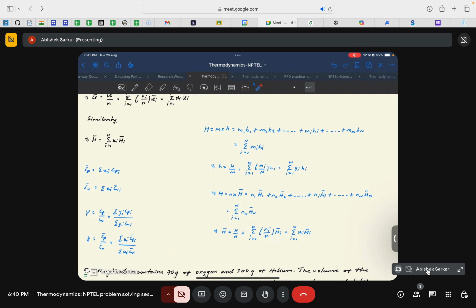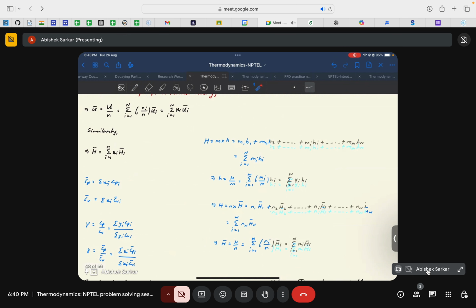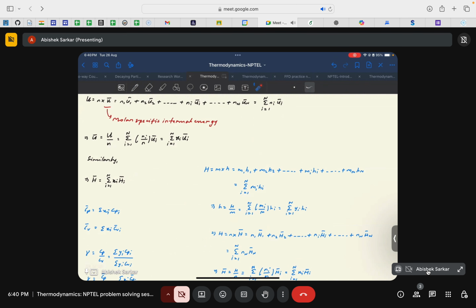Okay. So till now we have dealt with what? If I go back, let us try to go back. So we have dealt with the total internal energy, enthalpy, then the molar specific enthalpy, total internal energy, then the molar specific internal energy. Then we have dealt with how to find the number of moles of the mixture. Sorry, the molecular weight of the mixture.